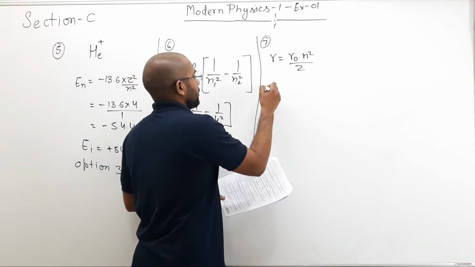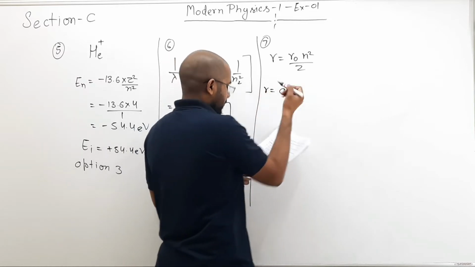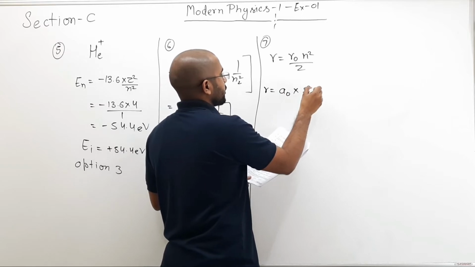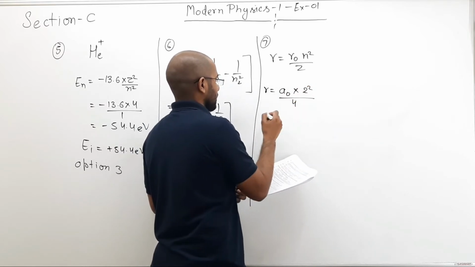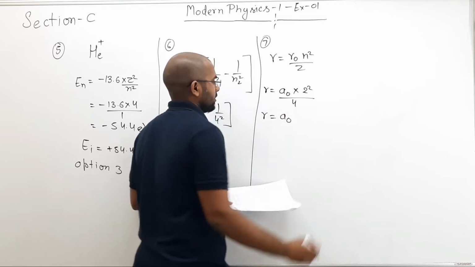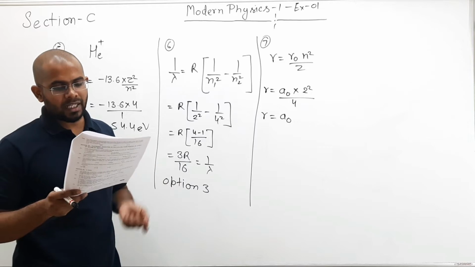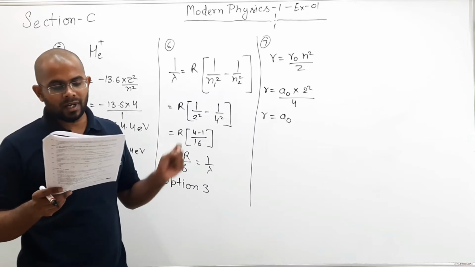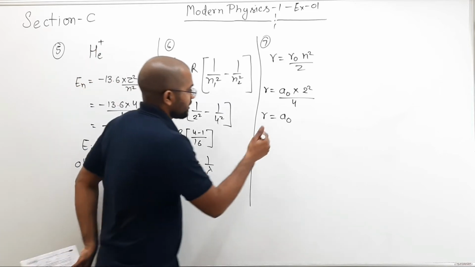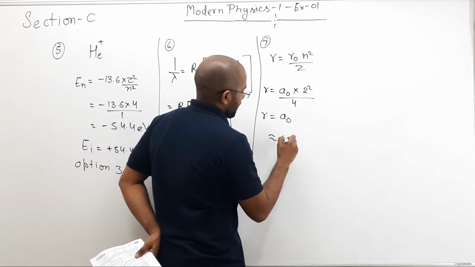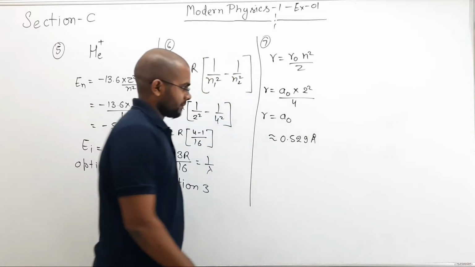Now r equals r naught, here it is written a naught. Which orbit? Second orbit, 2 square. And what is the atomic number? Z equals 4. So r will be equal to a naught. So the radius of the second orbit of triply ionized beryllium will be a naught. And if you remember, this a naught is approximately 0.529 angstrom.